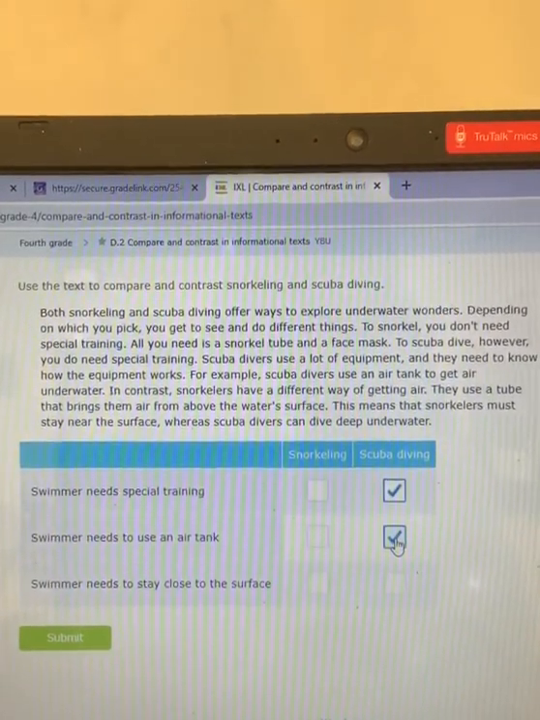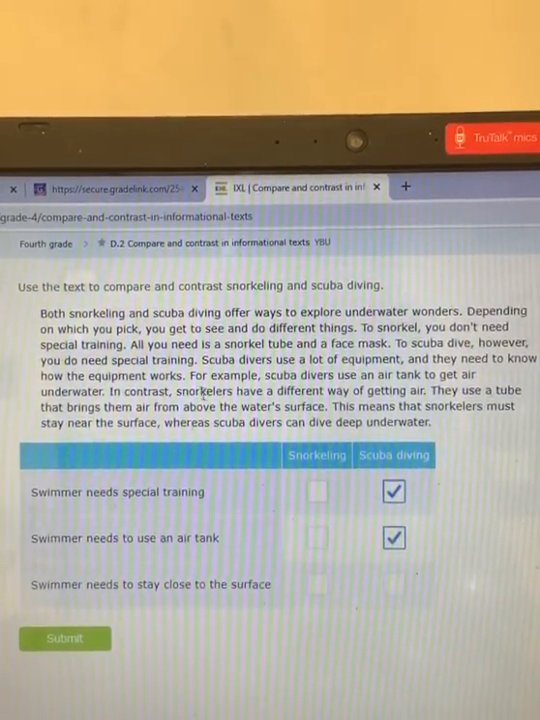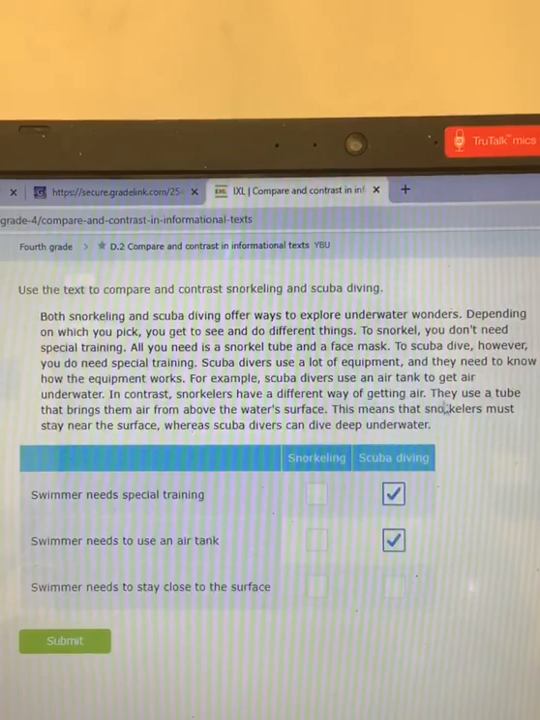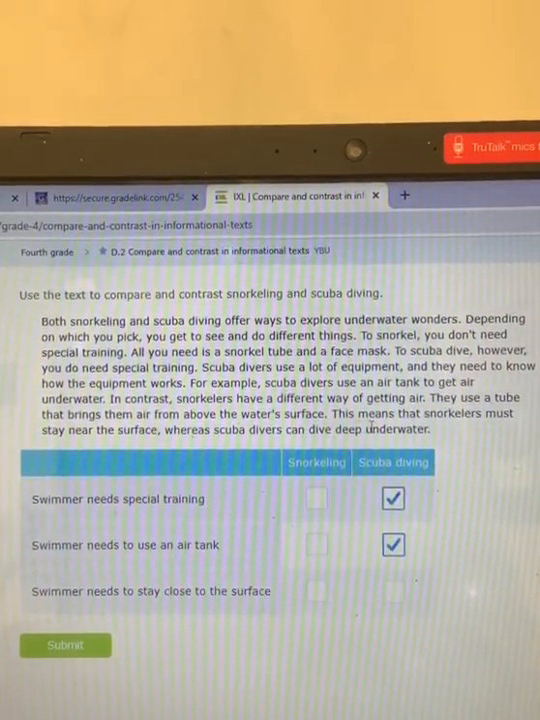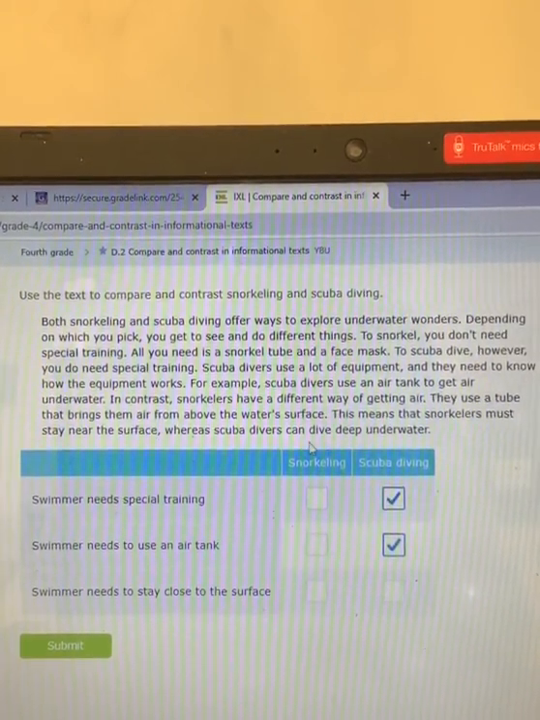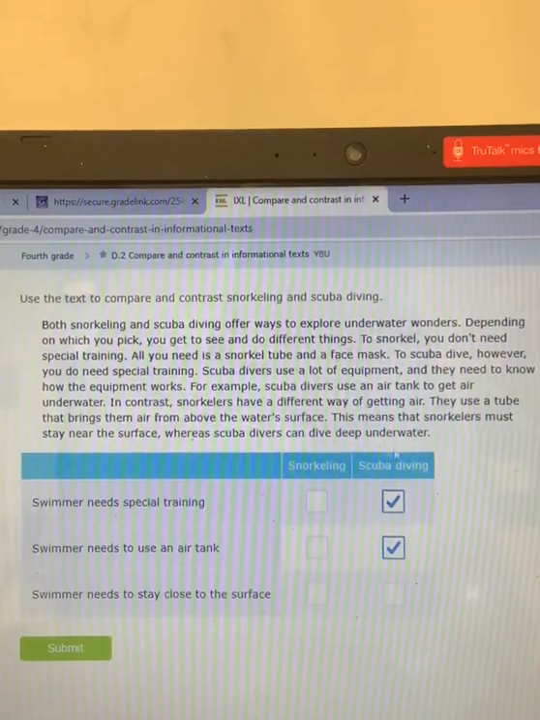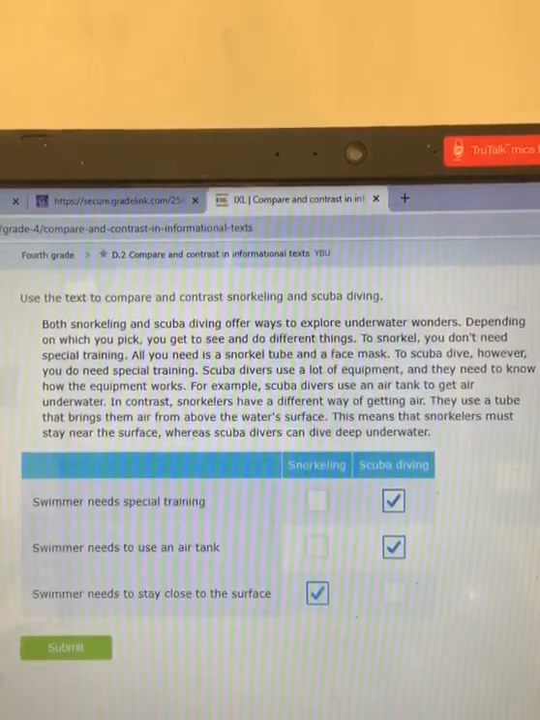Swimmer needs to stay close to the surface. Snorkelers have a different way of getting air. They use a tube that brings them air from above the water surface. That means snorkelers must stay near the surface. Scuba divers can dive deep underwater. So that would only be the snorkelers.